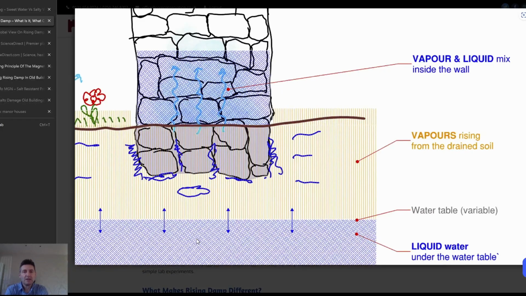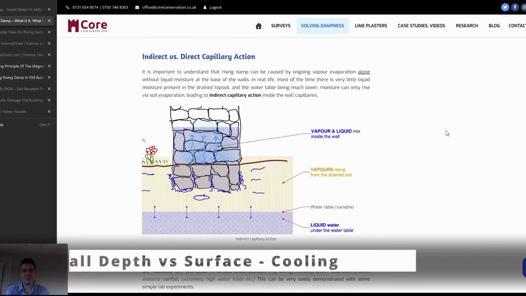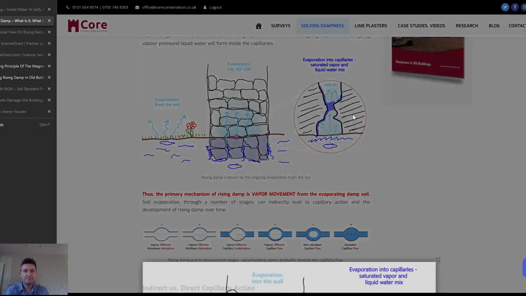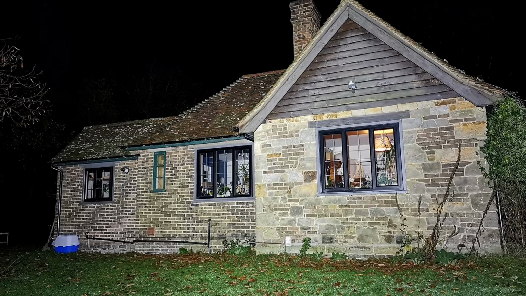And if you revisit this sketch here, basically what will happen inside the wall, we have the liquid water table, then we have this vapor area which can eventually lead to liquid water or vapor and liquid mix. And this is rising damp. Just one final comment here. When we look at the capillaries and we notice this liquefaction process here, this doesn't occur because the wall is too cold. It doesn't occur because of the cooling effect of the wall.